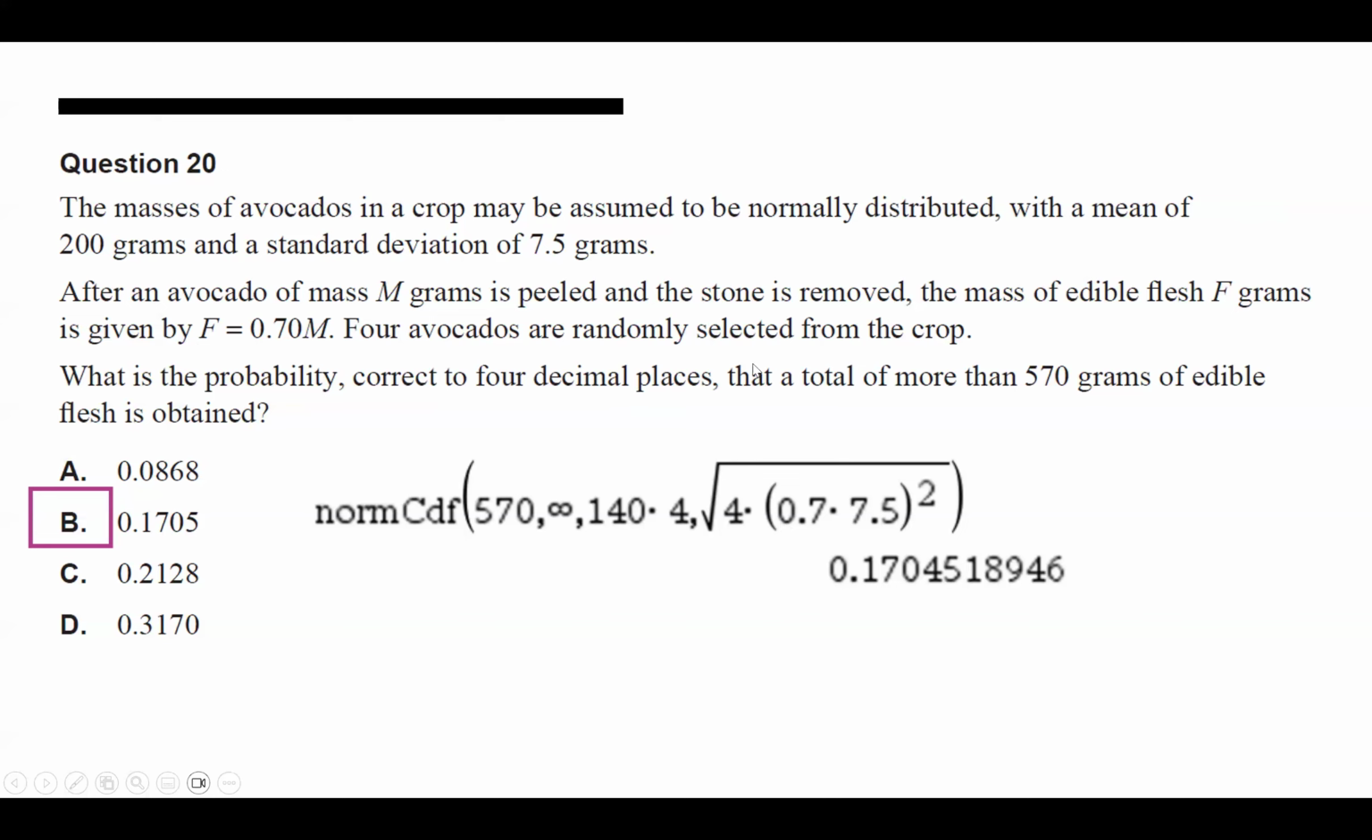And then for the total or combined mean mass, I multiply 0.7 by 200, which gives me 140. So 140 will be the mean value of this F. And then we have 4 lots of them. That's why we have 140 times 4. Then I just want the combined variable F1, F2, F3, F4, all greater than 570. So it's 570 to infinity for the domain. And therefore, we get option B, which is roughly 0.1705.